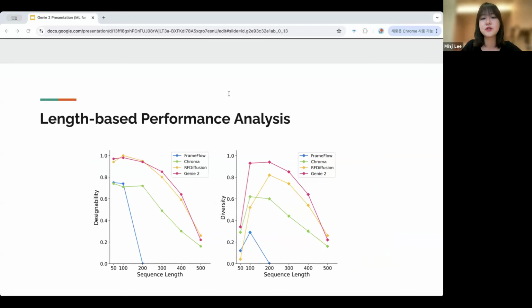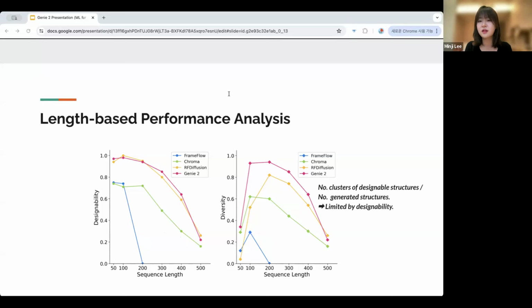So we'd like to share some observations on designability and diversity by sequence length. First of all, Genie is consistently generating highly designable structures while achieving higher or comparable diversity in all lengths. The diversity of 100 and 200 residue long proteins is notably higher than competing methods. And for all methods, it is harder to generate longer proteins, showing a downward trend. This trend is similar for diversity.